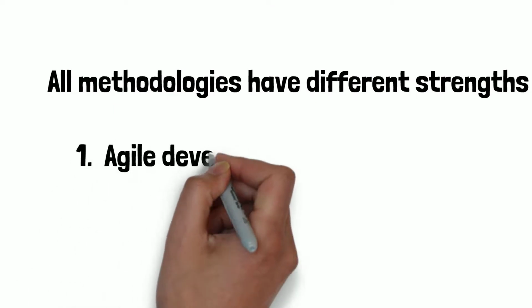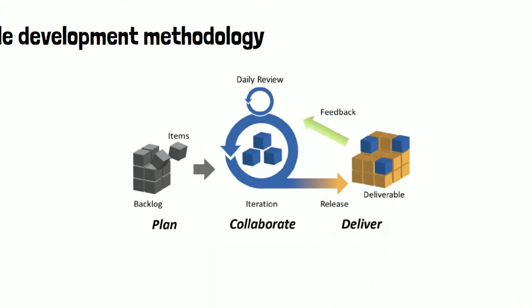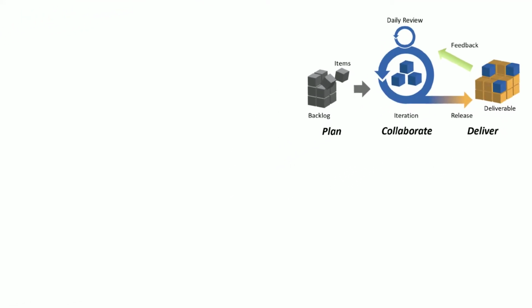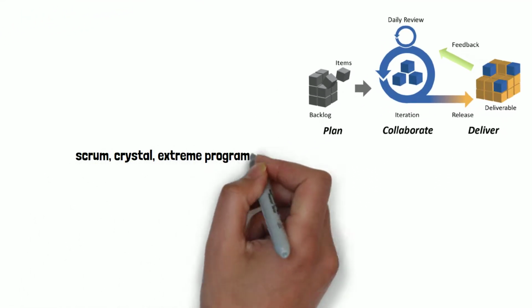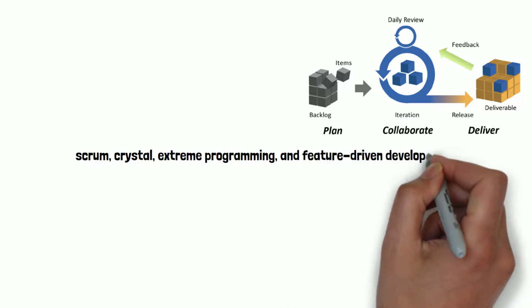Number 1 is Agile Development Methodology. Teams use the Agile Development Methodology to minimize risk when adding new functionality. In all Agile methods, teams develop the software in iterations that contain many increments of the new functionality. There are many different forms of the Agile Development Method, including Scrum, Crystal, Extreme Programming, and Feature-Driven Development.